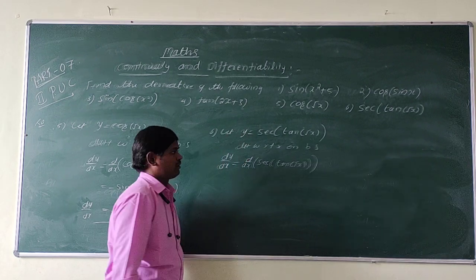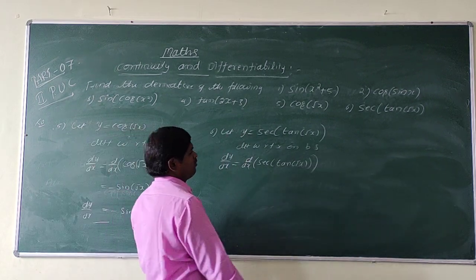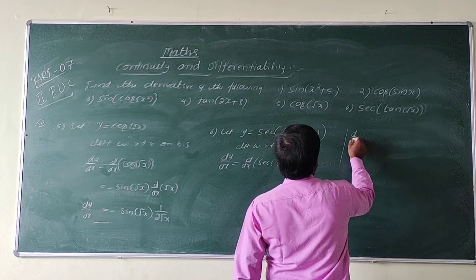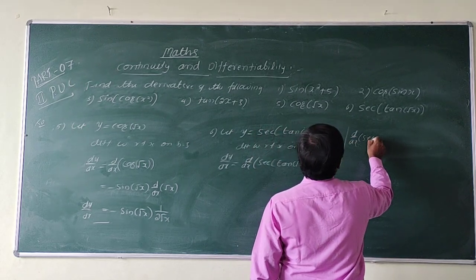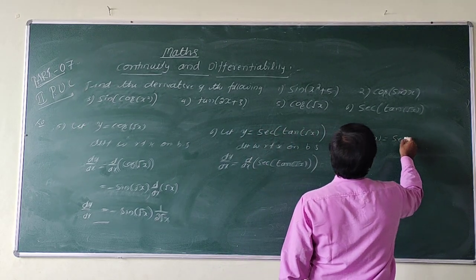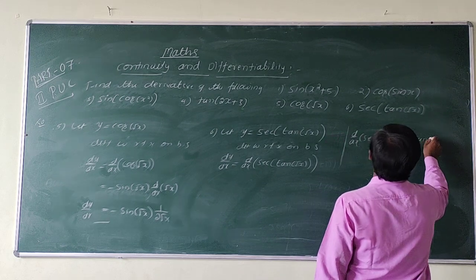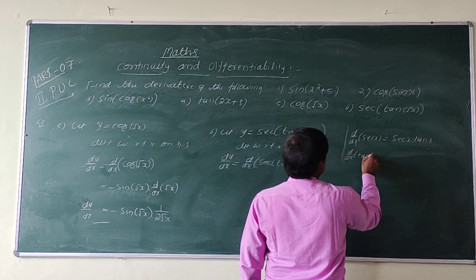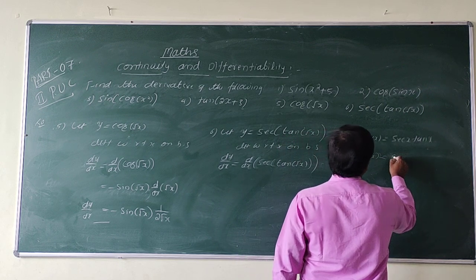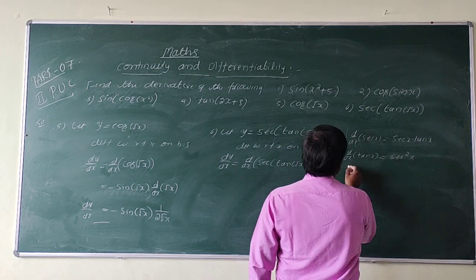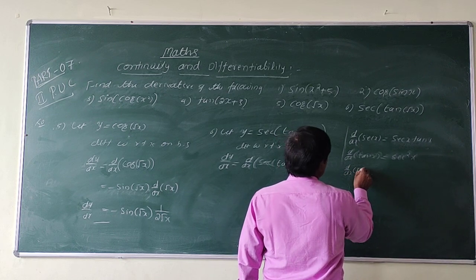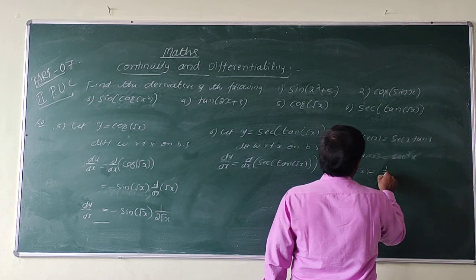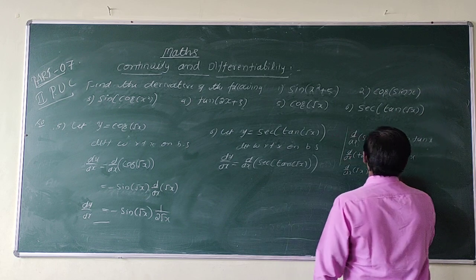That is, dy by dx is equal to d by dx of secant of tan of root x. We already know that d by dx of secant x is secant x into tan x. We have another formula: the differential of tan x is secant square x. And d by dx of root x is 1 by 2 root x.